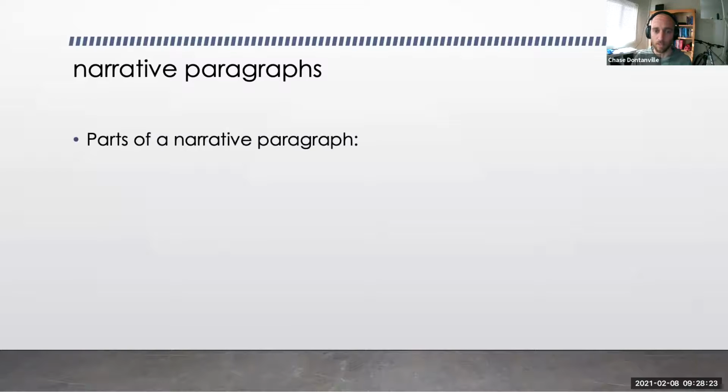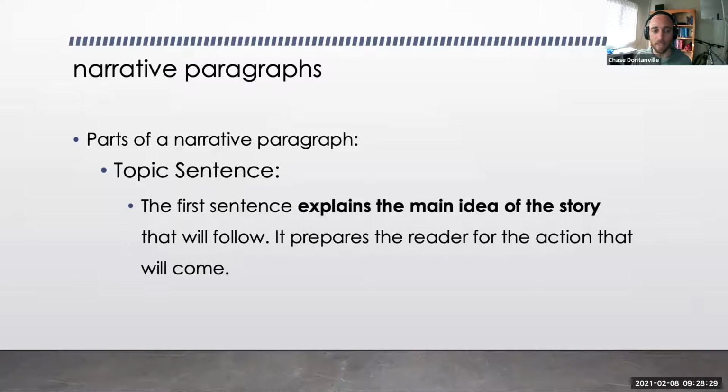So what are the parts of a narrative paragraph? Well, we always have a topic sentence. So the topic sentence explains the main idea of the story. It prepares the reader for the action that will come. So what is the story about? We usually tell this in the topic sentence.